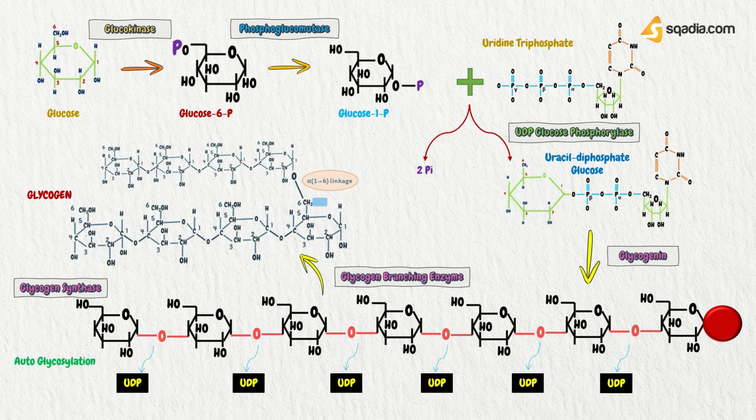So, to summarize the whole process: glucose was converted into glucose 6-phosphate, then converted to glucose 1-phosphate, and then the action of uridine triphosphate occurred and it was converted into uridine diphosphate glucose. Then, 3 enzymes known as glycogenin, glycogen branching enzyme and glycogen synthase acted on it, and it ultimately led to the formation of glycogen. So this was all about glycogenesis.